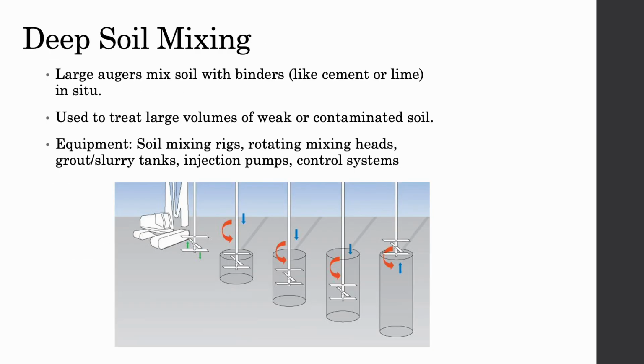Deep soil mixing involves using large augers to mix the in-situ soil with binding agents like cement or lime. These binders chemically react with the soil to improve its strength and reduce permeability. This technique is especially useful for treating large volumes of weak or contaminated soil, and it's often applied where excavation isn't practical. For deep soil mixing, the main equipment includes soil mixing rigs with rotating mixing heads, grout or slurry tanks for the binder materials, injection pumps, and automated control systems that help monitor the mixing depth and binder ratios.